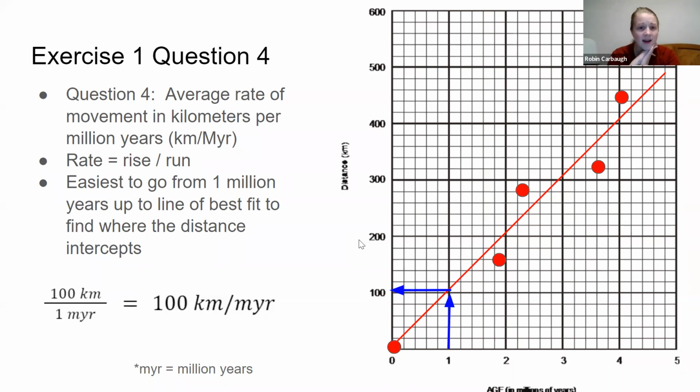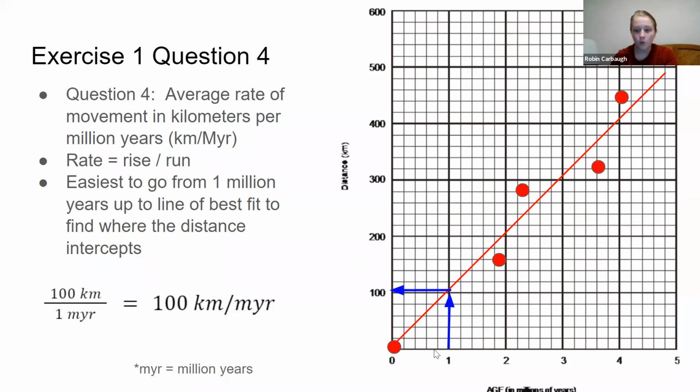Question 4 is asking for the average rate of movement in kilometers per million years. I don't know if you guys have seen MYR before, but that just means million years. Rate is rise over run. So I find the easiest way to do this is to go to 1 million years, and then you can go up to the line and then find that intersection point. So at 1 million years, the point lies at 100 kilometers. So 100 kilometers divided by 1 million years gives a rate of 100 kilometers per million years. The Pacific plate will move 100 kilometers in 1 million years.